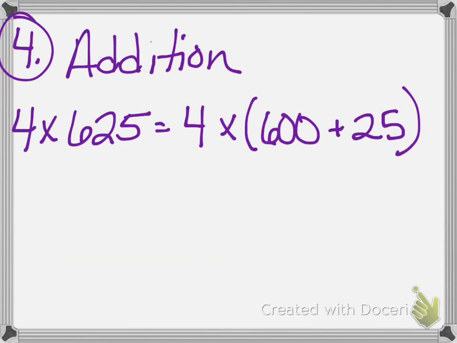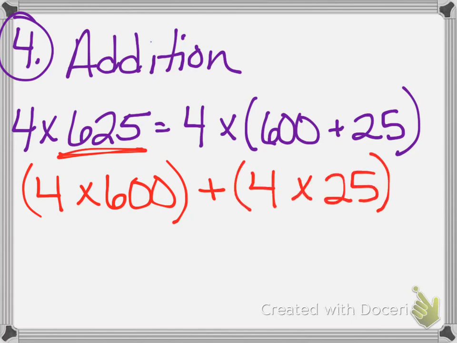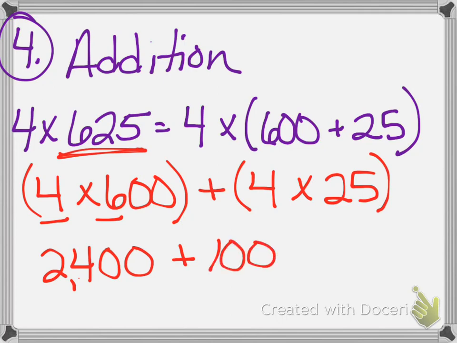Here's another example of addition, breaking apart that 625. We're now going to change it to 4 times 600 plus 25. So I'm going to rewrite this as 4 times 600, and then I will also do 4 times 25, and that's a compatible number for me, or a number that I can easily compute. 4 times 6 is 24, and I had 2 zeros between the two factors. Plus my 4 times 25, I'm just going to write that out. I know that's 100. Add that together, I get 2,500.